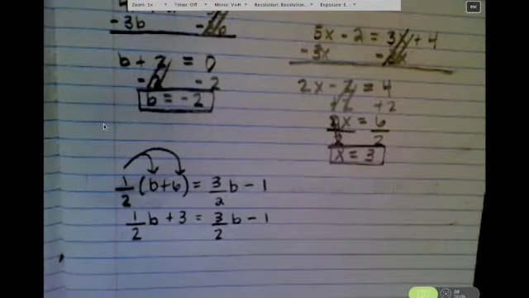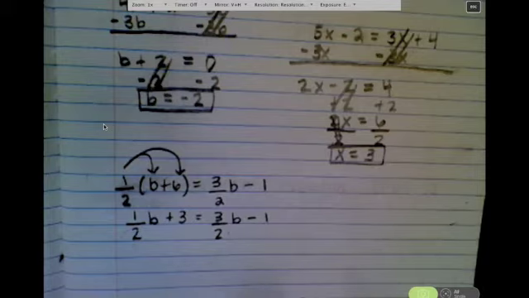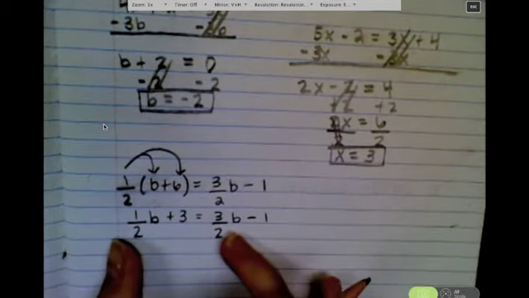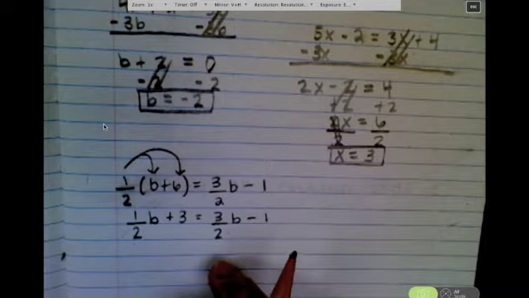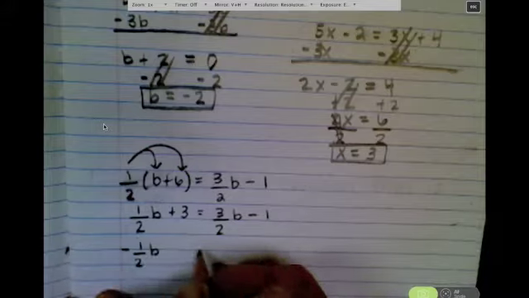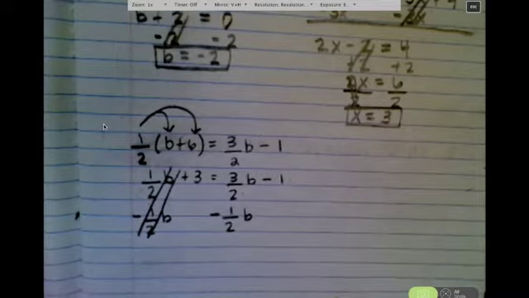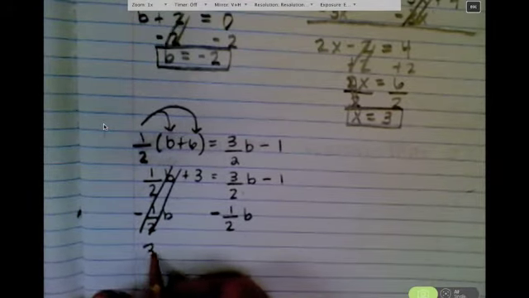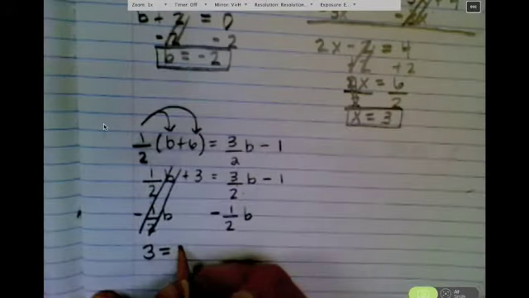Now you can decide here whether you'd like to eliminate the fractions or not. I'm going to just keep them the same because they have the same denominator, so it won't be that hard to combine them. Remember, now I want to take the variables and move them both to one side of the equation. It really doesn't matter which way you go. However, it's easier if you keep the variable positive. So I'm going to take away 1/2 b from both sides. Positive 1/2 b and negative 1/2 b cancels out, so I'm left with 3 is equal to 3 halves minus 1/2 is 2 halves.